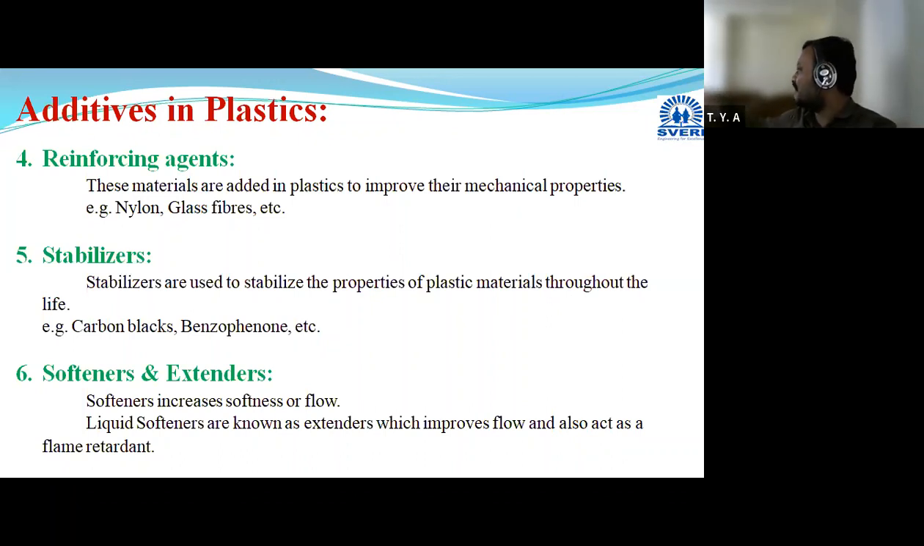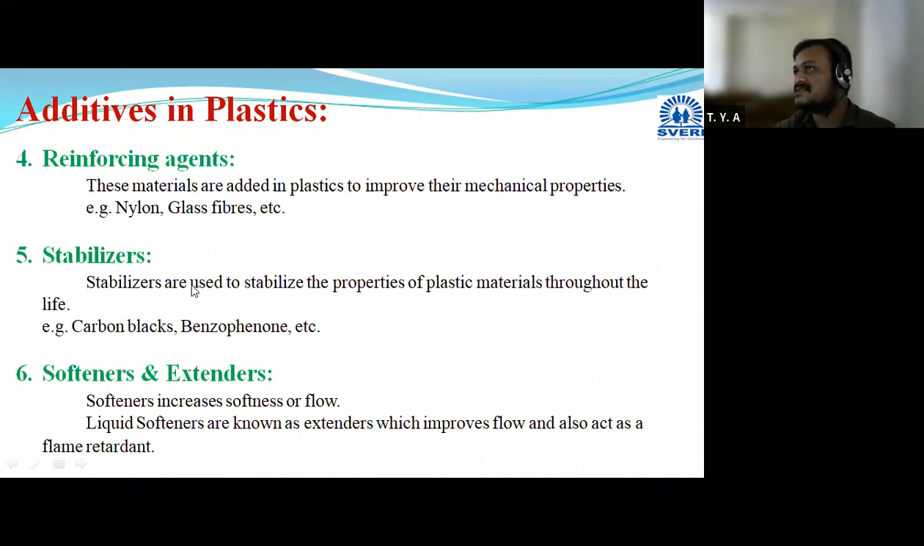As time passes, suppose today you have measured the dimension of one plastic part. Suppose its length is 10 centimeters. After 6 months or 1 year, what will happen? Its dimensions will change. Why is it occurring? Because that plastic material is not stabilized. It will change its properties and show that effect in terms of its dimension or any other effect. That's why it is necessary to do the stabilization. Are you getting this point?